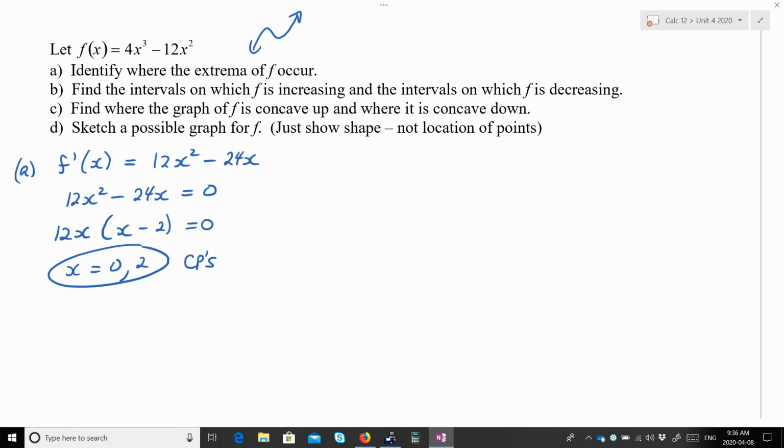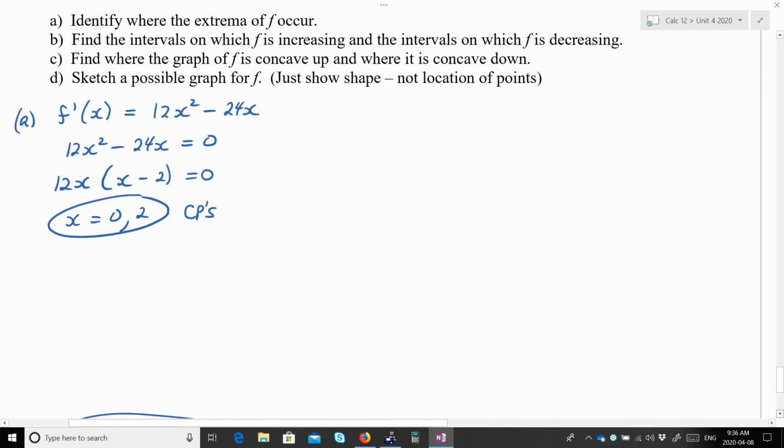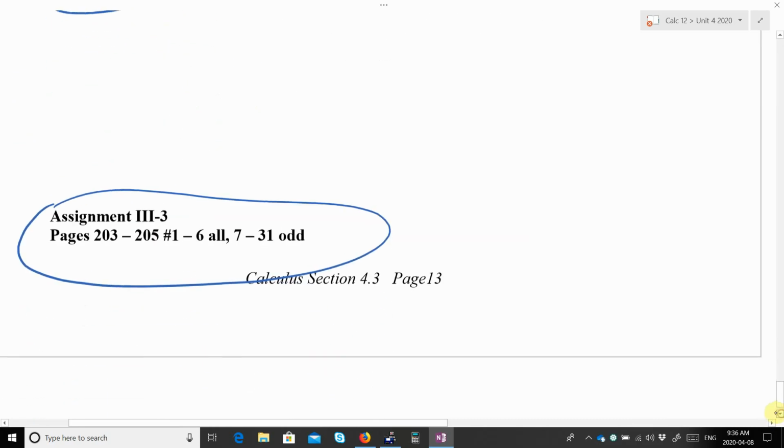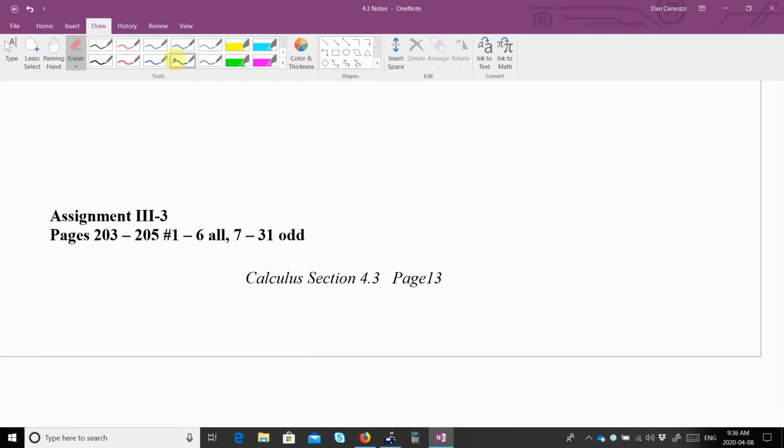Part B says find the intervals on which f is increasing and the intervals on which f is decreasing. Okay. I'm going to fix this assignment as soon as we're done this example, so let's not circle that.